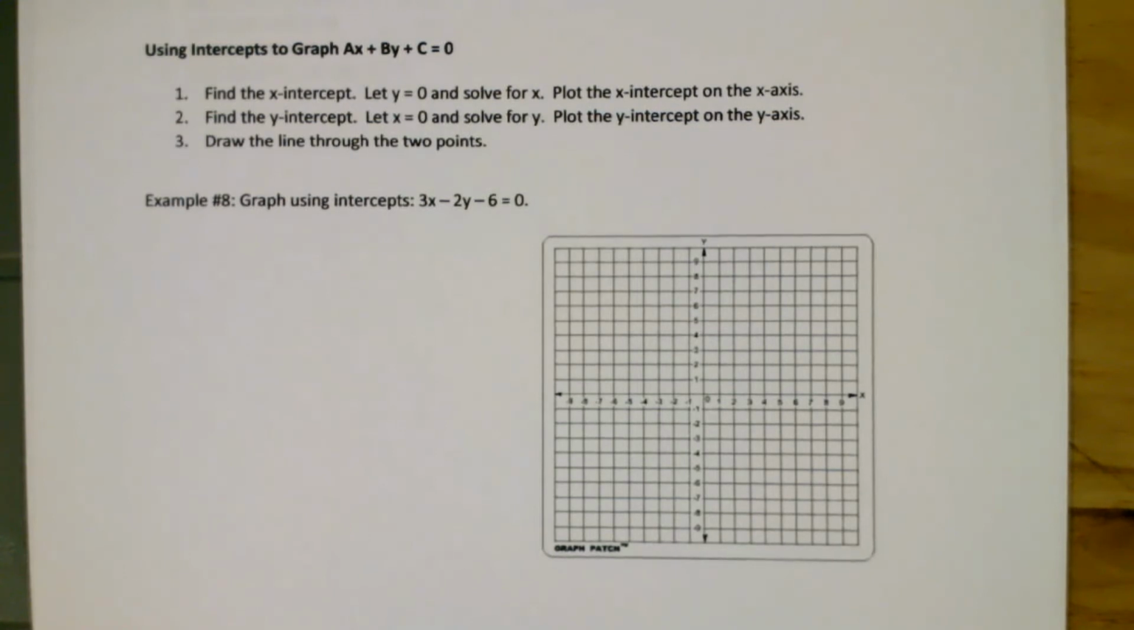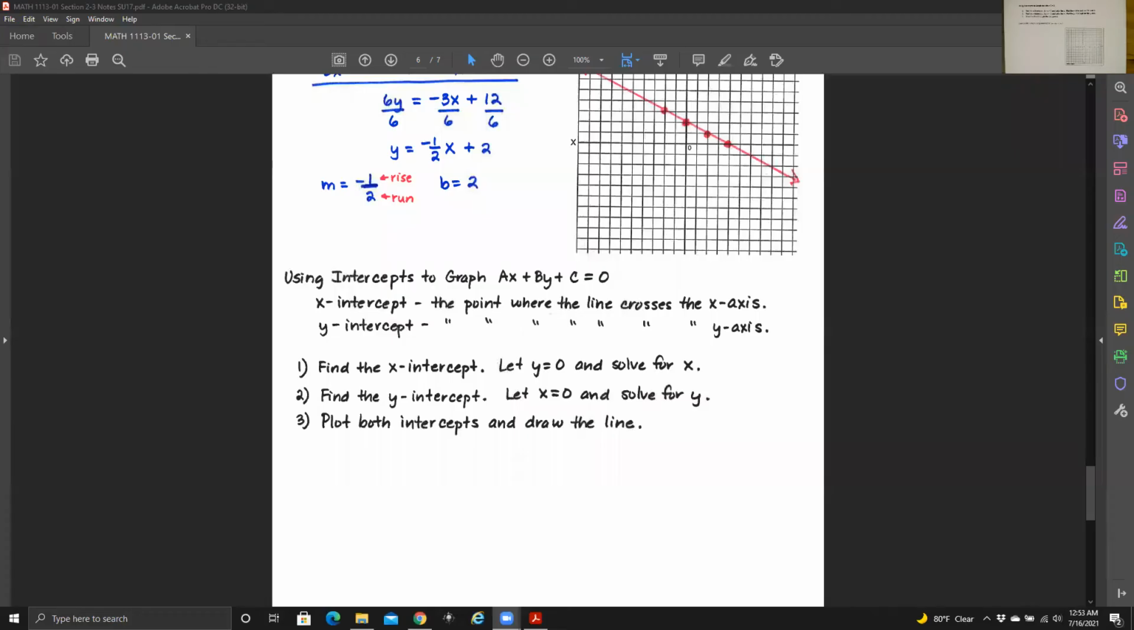And once again, let me share the screen with you. Okay, here it is. That's the definition of the x-intercept and the y-intercept. The x-intercept is always the point where the line crosses the x-axis. The y-intercept is just the point where the line crosses the y-axis. And here I do have the procedure for finding the x-intercept and the y-intercept and plotting both points and drawing the line.